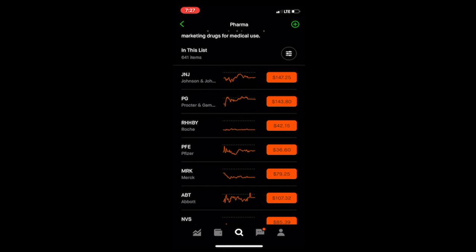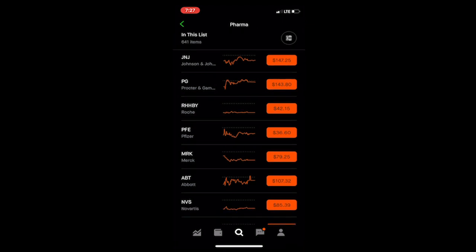This is great for those that only want to invest in things that they align with. So it's pretty neat that this option is available.